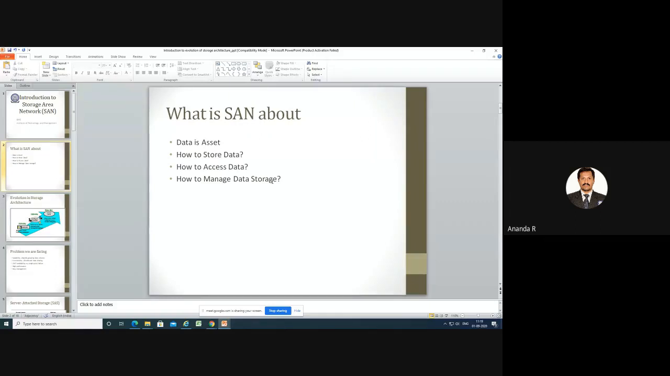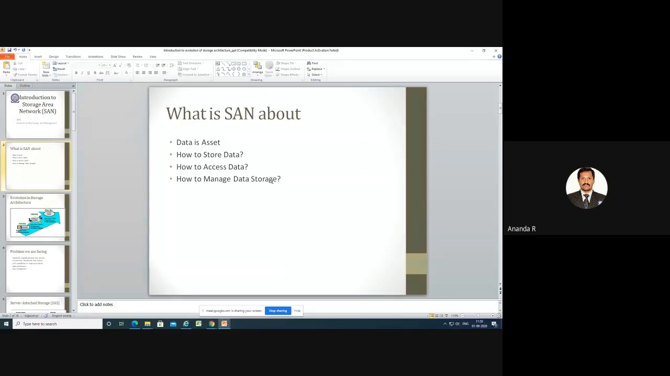First, let us understand what a SAN is. Storage area network is focused on the data asset. So what is the data asset, and how to store data? That is the main question that comes to our mind. We have lots of storage devices available nowadays. We have CDs, DVDs, USBs, hard disks, and many different kinds of memory chips. So many different kinds of storage devices are available.